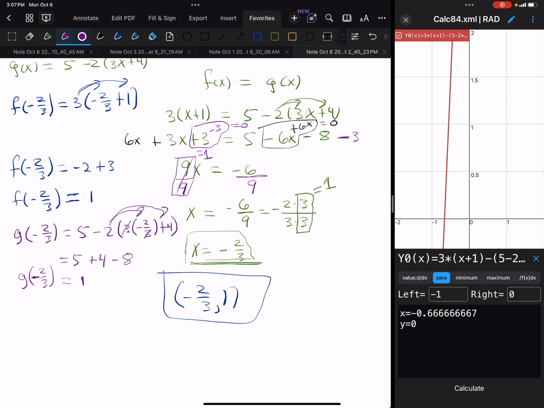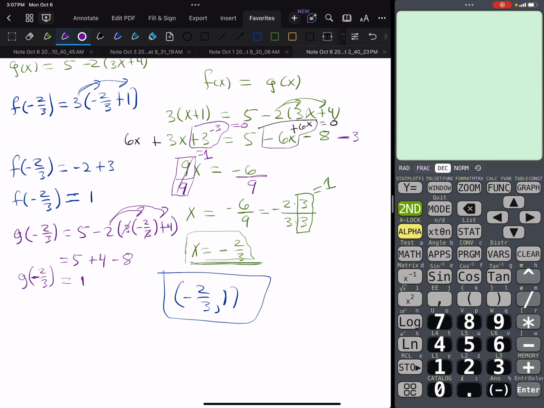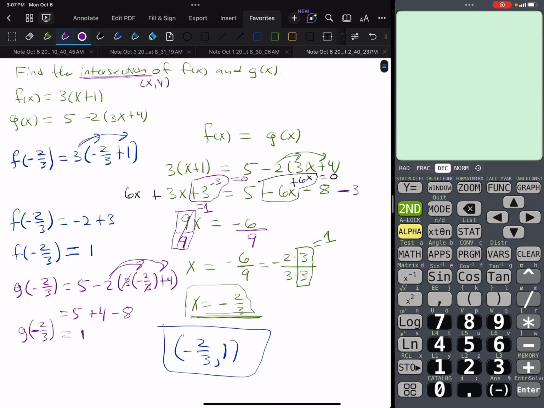So it's kind of nice to be able to check yourself with the graphing calculator. Especially if you're on an exam and you're allowed to use a graphing calculator, it's nice to be able to verify that your math was right.